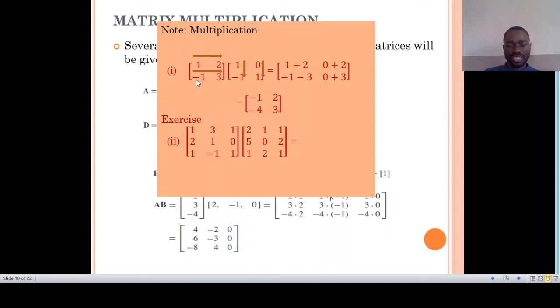Similarly, you take the second row of the first matrix to multiply the second column of the second matrix. The second column here is 0 and 1. That is going to give you minus 1 times 0, which is 0, and 3 times 1, which is 3. When you add this together, you will have your result here. It's very simple, as I said.